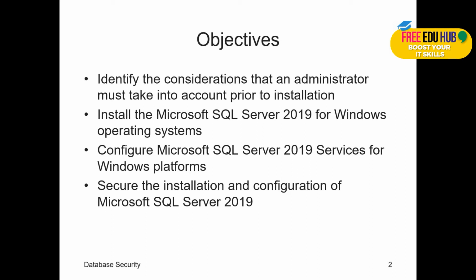It can be installed even on Windows 10, but make sure that it's at least Windows 10 Home Edition, have at least 4 gigs of RAM on your computer. Now configure Microsoft SQL Server 2019 services for Windows platform. Depends what kind of services you need. You'll install only those services for the SQL Server.